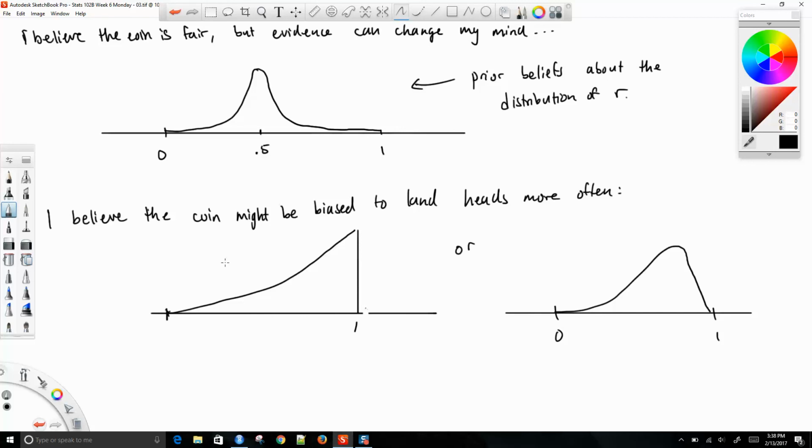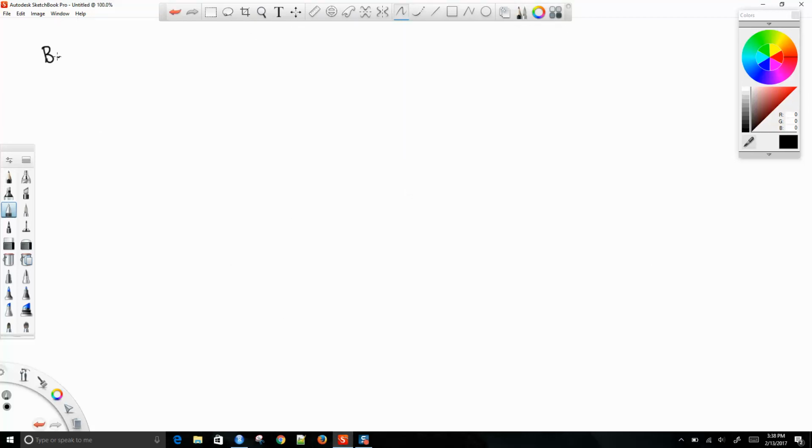Okay. And we can just draw these. As far as priors go for the binomial, there's the beta distribution. Are you guys familiar with the beta distribution? Sort of? Okay. All right, so the beta distribution can represent our prior beliefs about the coin. The beta only goes from 0 to 1, okay?